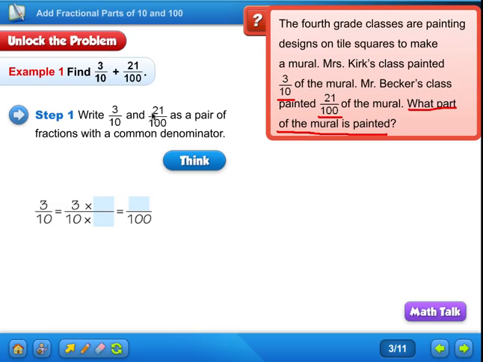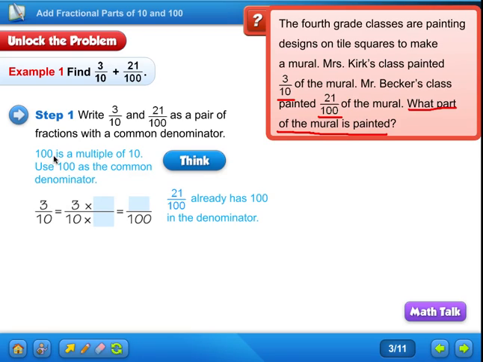Write 3/10 and 21/100 as a pair of fractions with a common denominator. Well, the easiest thing here is to make this one become 100. This one's already at 100, so just make this one become 100. Watch, you'll see how simple it is. 100 is a multiple of 10. Use 100 as a common denominator. 21/100 already has 100 in the denominator, so you don't have to do anything to this one. You just need to make this one 100 on the bottom, the denominator.